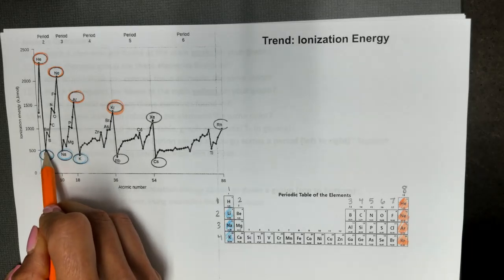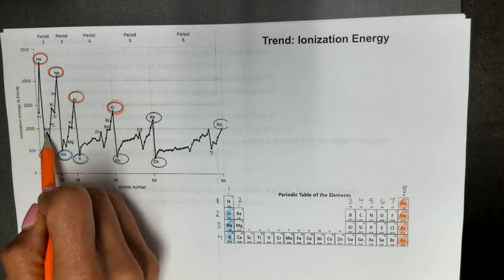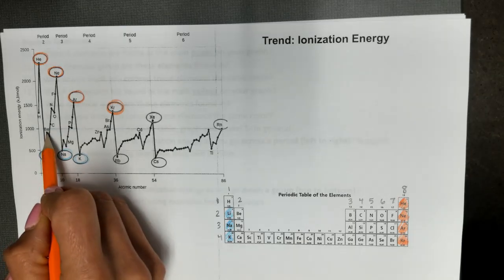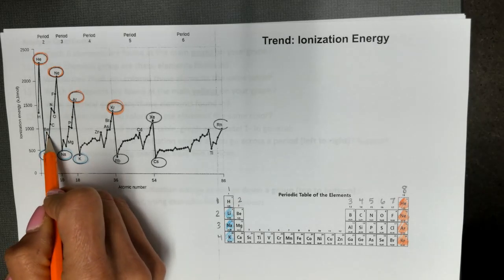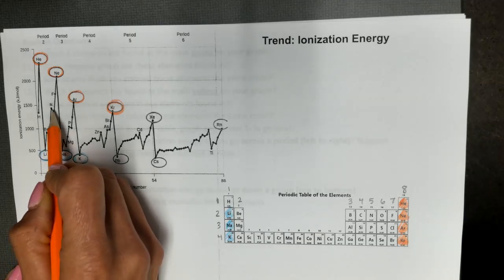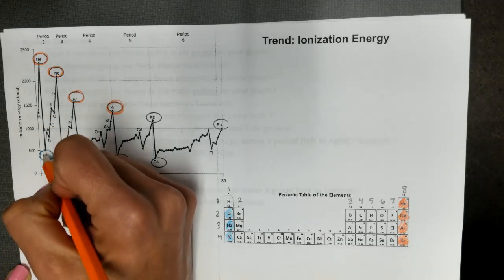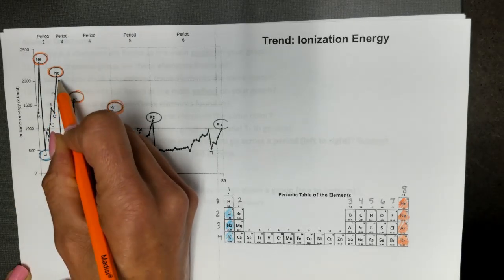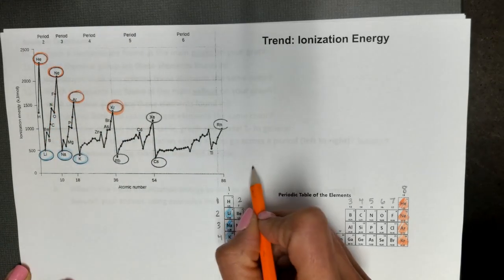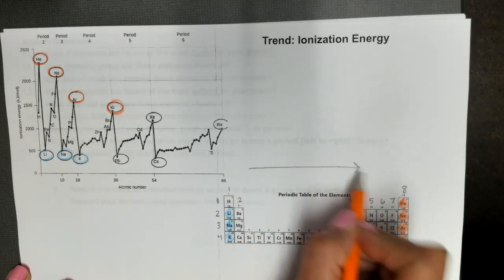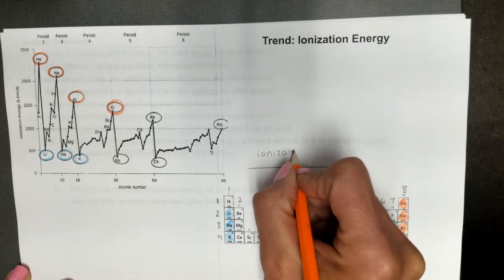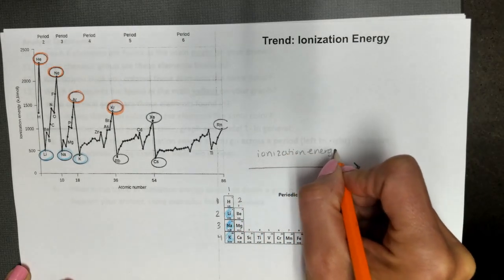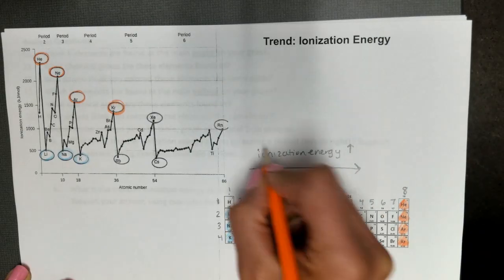Here's the ionization energy. When we go up to beryllium, we see that we're going up. So beryllium is going to take more ionization energy than lithium. It kind of drops a little bit, and then it continues to go up. So we can see that as we go across a period, our ionization energy is actually going up. So as I go across my period, my ionization energy is increasing. Now let's talk about why that is.